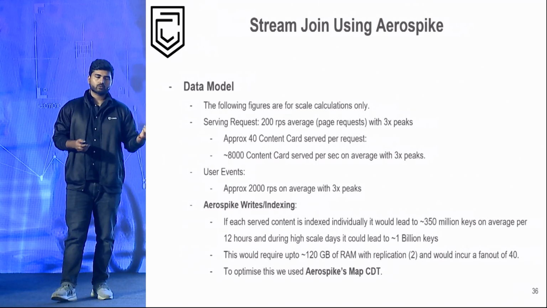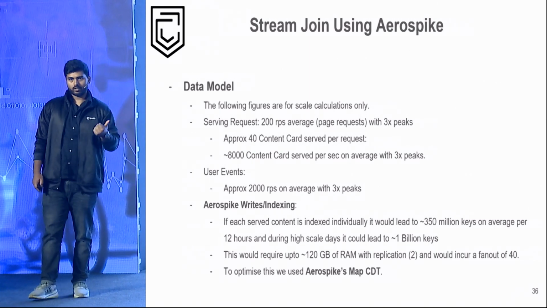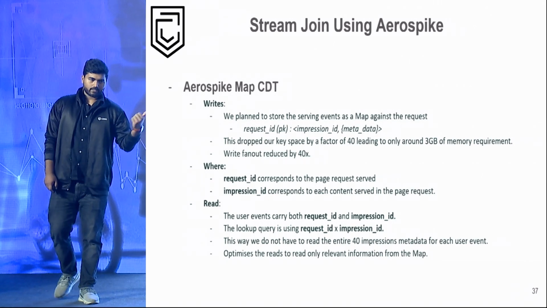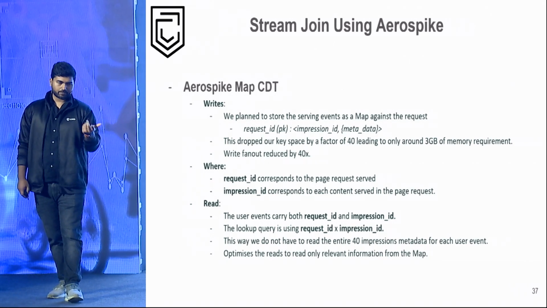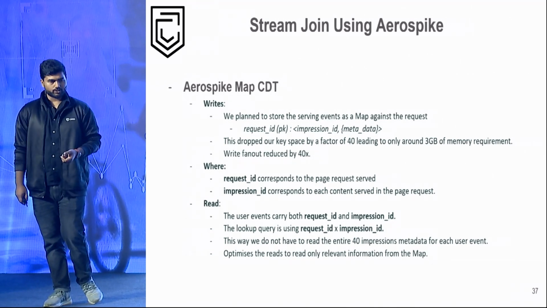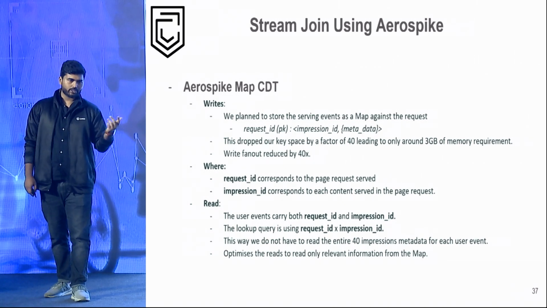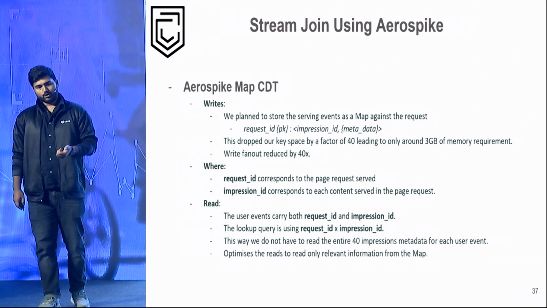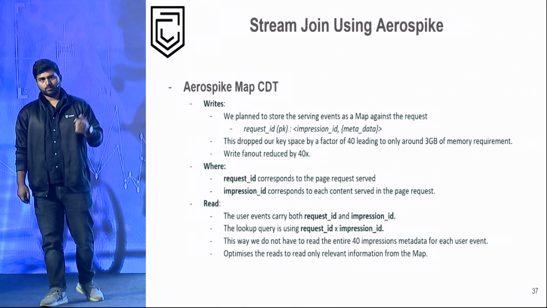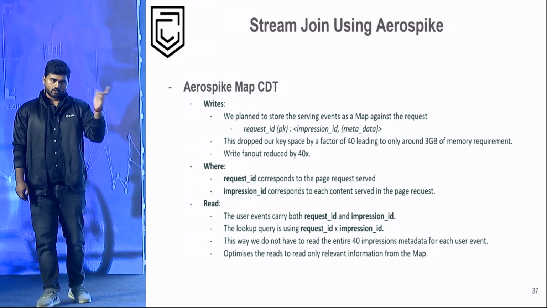For this, what we leveraged was Aerospike's map CDT, because the nature of the serving event was that one request has 40 impressions. So we changed our primary key to request ID and made a hash map, or map CDT, where the key was the impression ID corresponding to the content served on that particular page. This reduced our write fan-out from 40 to just 1. Each request gets written once. That is a 3 GB memory requirement, and the lookups were also fast because we were doing lookups on request ID plus impression ID. Both of these identifiers were flowing into the user events from the app.